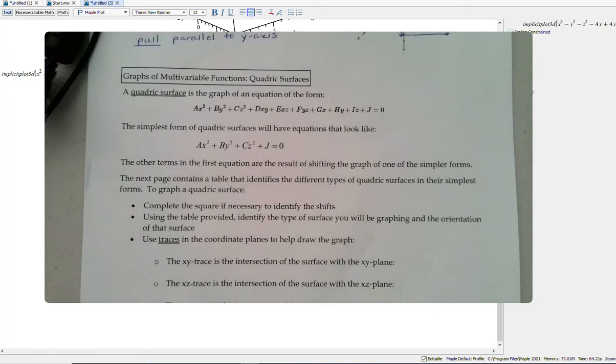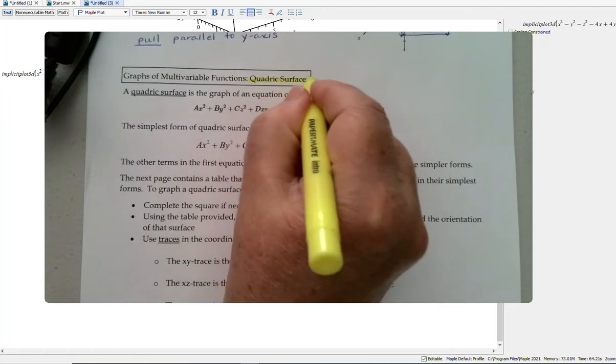Alright, this is the last video for section 12.1. We've talked about two types of surfaces that can be defined by our multivariable functions. We've talked about the planes, which are just the ones where all the variables are linear, or to the first power. We talked about cylinders, which is an equation that only contains two of the three variables. And last but not least, we're going to talk about quadric surfaces.